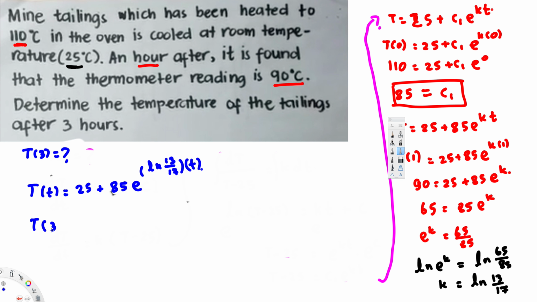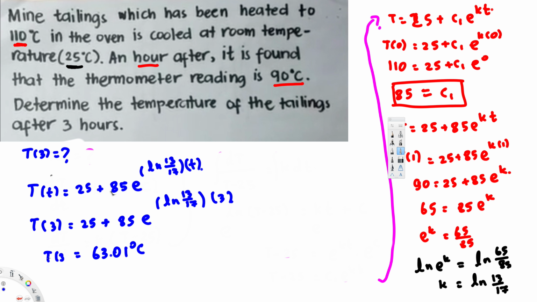So T at 3 is going to be equal to 25 plus 85 e power ln of 13 over 17 times the time, that is 3, and if you calculate this one you will end up with 63.01 degrees Celsius, and that's going to be the temperature after 3 hours, and that's going to be the final answer.